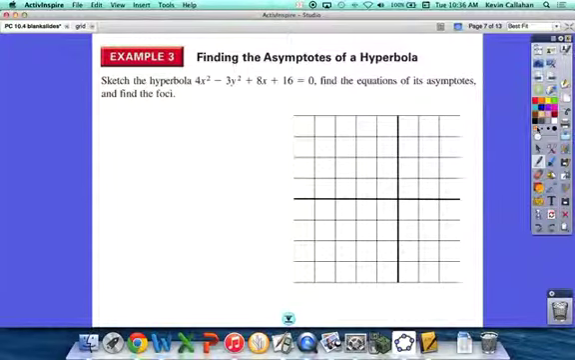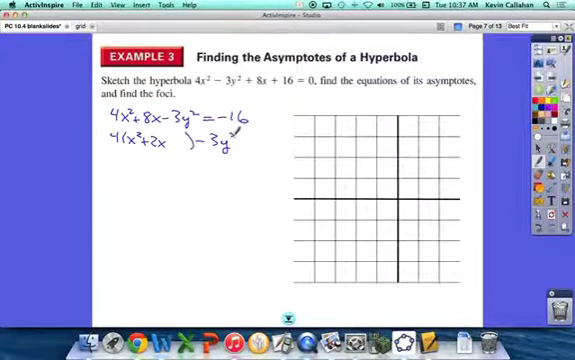So let's see, I'm going to get the x's together: 4x squared plus 8x minus 3y squared equals negative 16. Factor out a 4 from the x terms: 4 times x squared plus 2x. And there is no y to the first term, so we don't have to worry about completing the square on y. So a little bit easier.